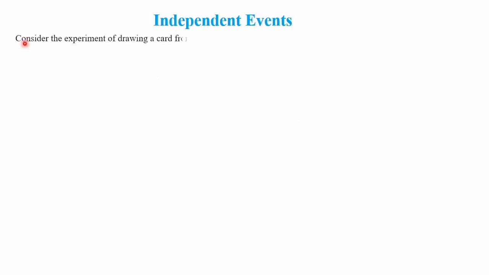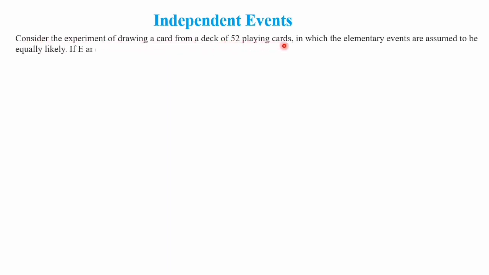Next, we shall discuss independent events. Let's take an example. Consider the experiment of drawing a card from a deck of 52 playing cards. Each elementary event is assumed to be equally likely, meaning whatever card we draw from the deck, all cards have an equal probability.